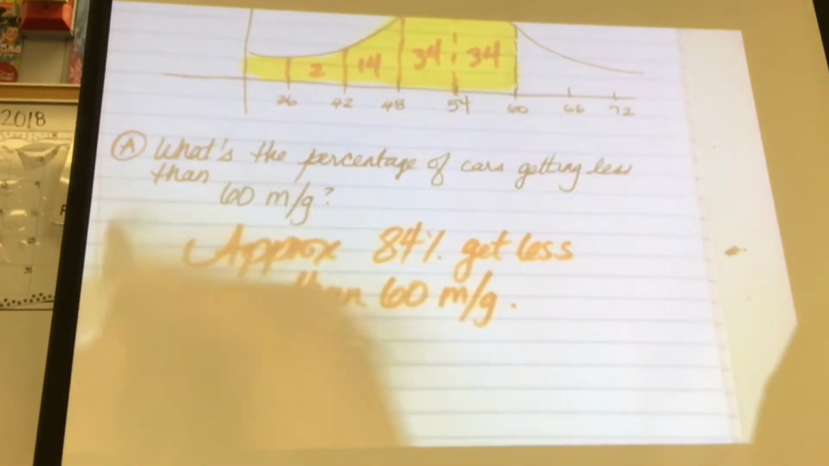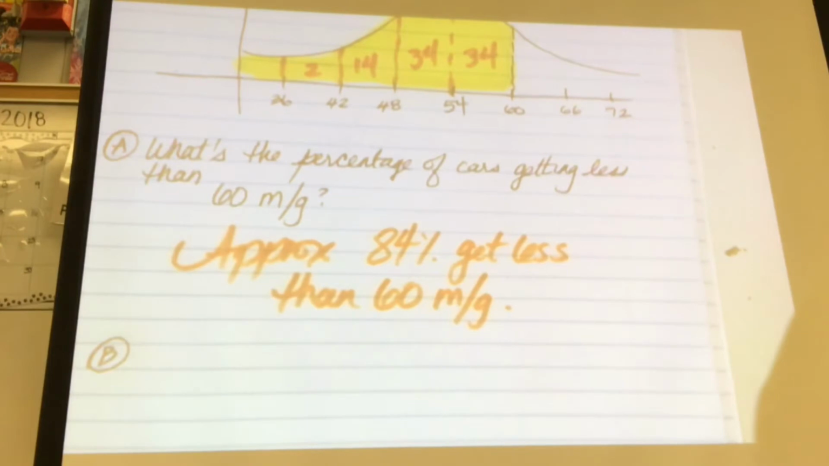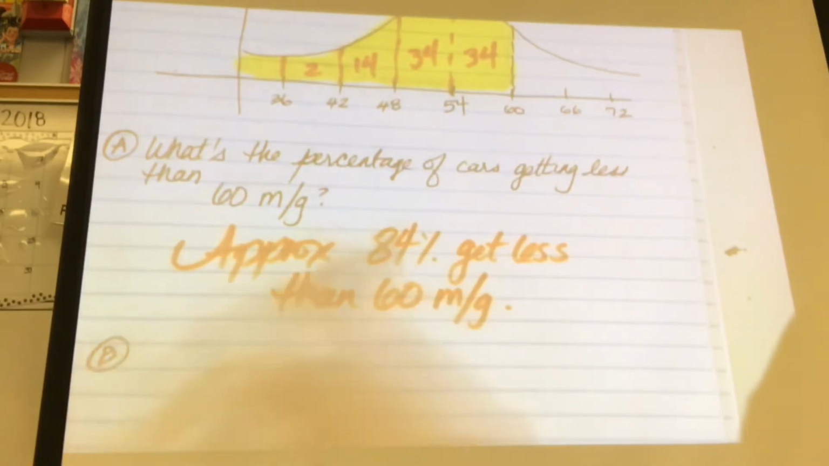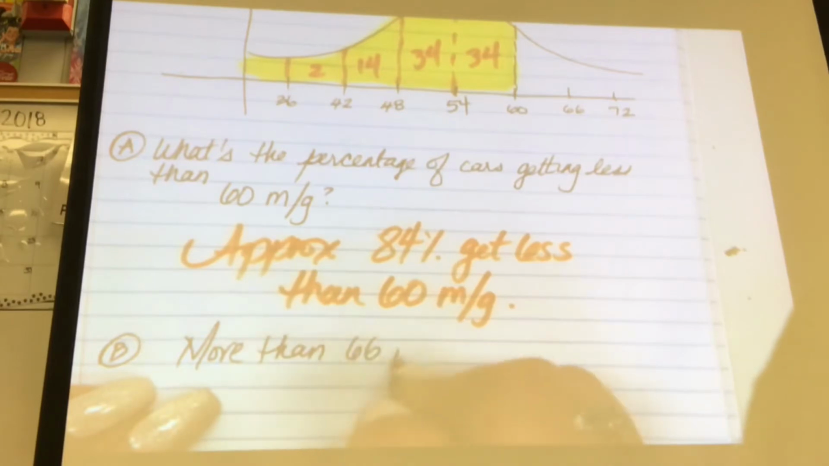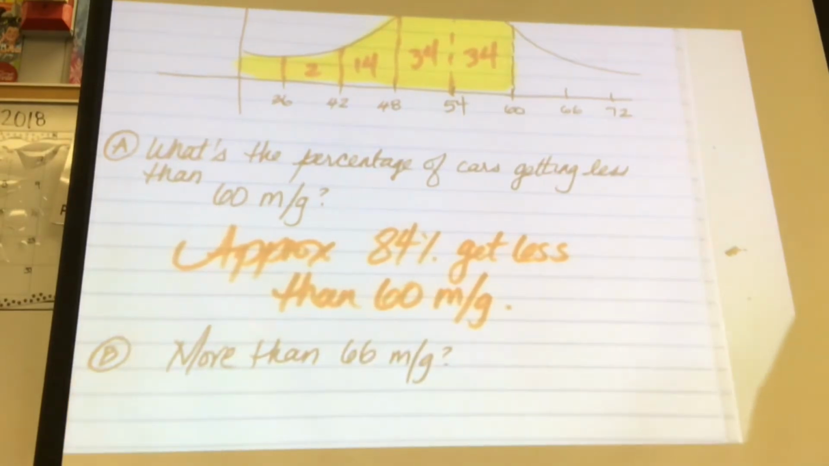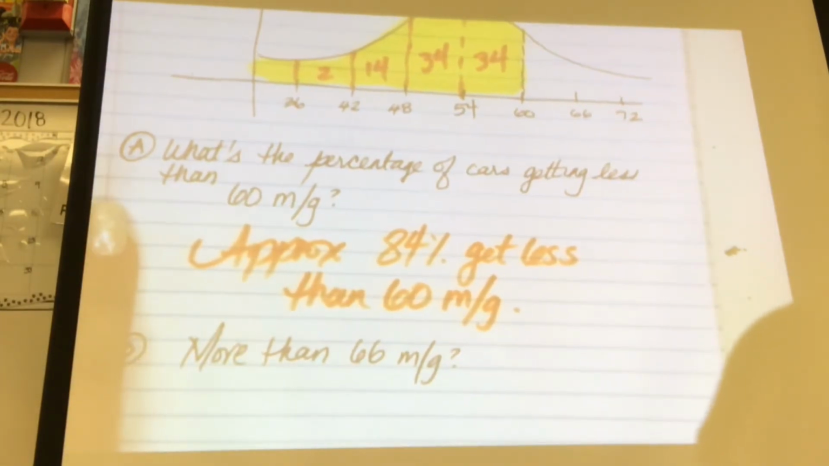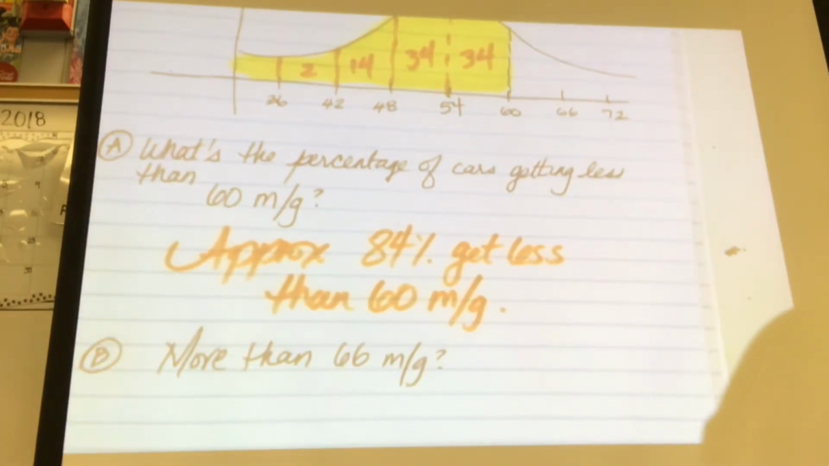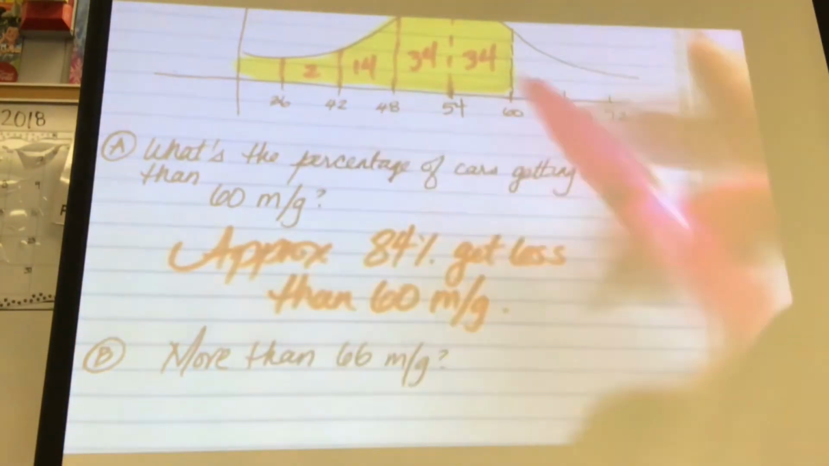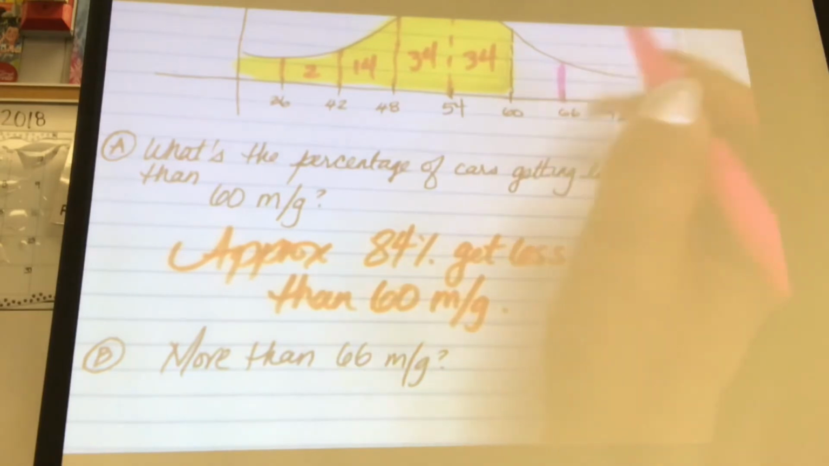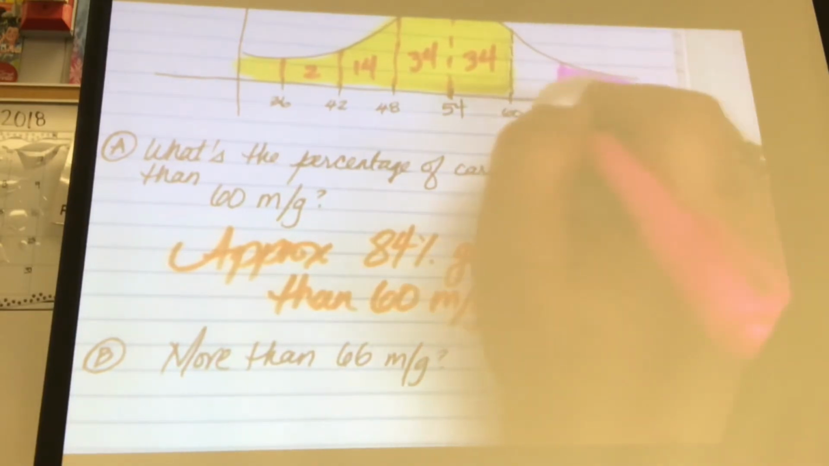All right, what if I asked you for letter B? What if I asked you, what's the percentage of cars getting more than 66 miles per gallon? Find the 66 on your bell curve. Where's 66? Right here. More than 66 is going to be to the right.